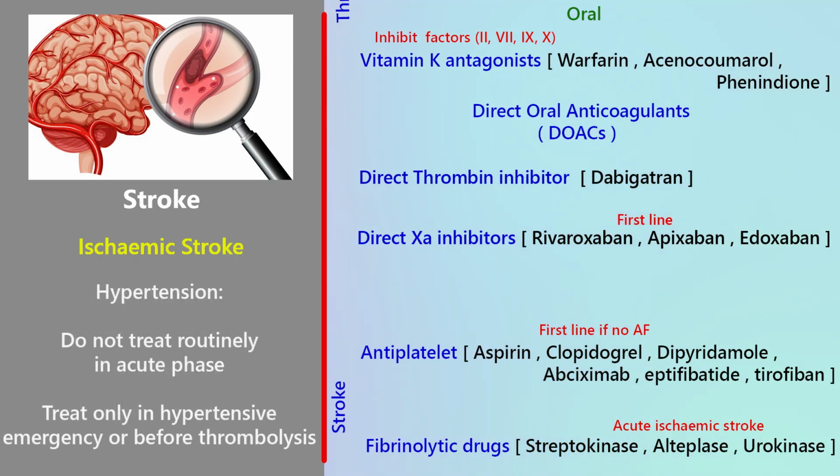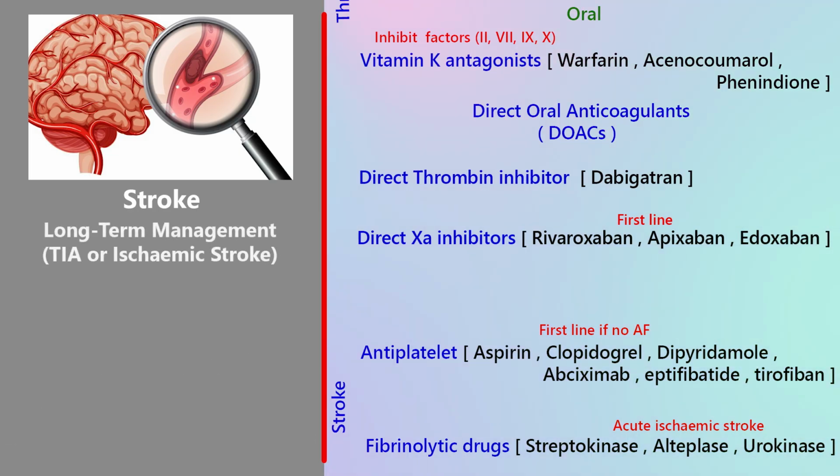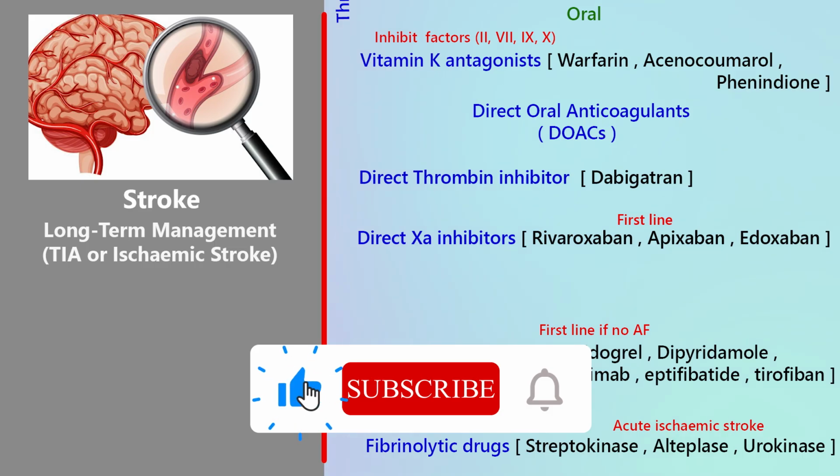What about blood pressure? This is where students often panic. Do not treat hypertension routinely in the acute phase. Only treat if there is a hypertensive emergency or if blood pressure must be controlled before thrombolysis.